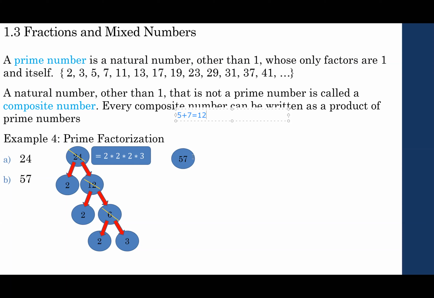If you add them, everybody see I took the 5 plus the 7, 5 plus 7 is 12. Do you agree that 12 is divided by 3? That's the trick to know that this number is divided by 3, because 3 goes into 57 19 times. If you take your calculator and divide 57 by 3, you will get 19.